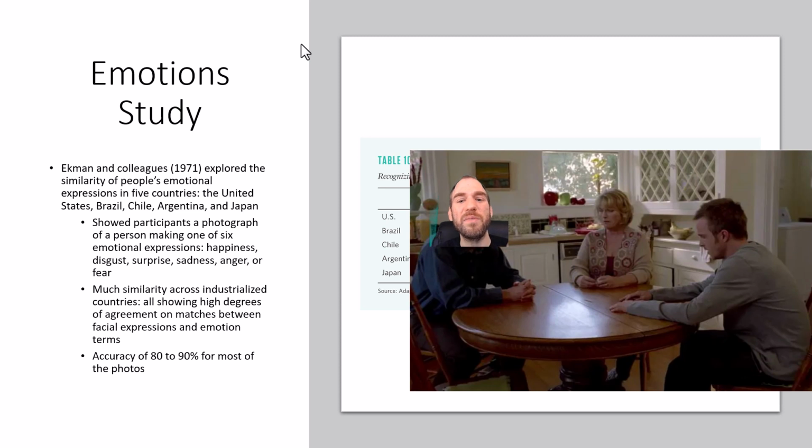However, there are some differences, because some researchers argue that some emotions are more recognizable, maybe more universal than others, even within these basic emotions. But you can still see very high levels for about 3 out of 5 of these: happiness, disgust, and surprise are pretty consistently identified across these 5 industrialized countries.